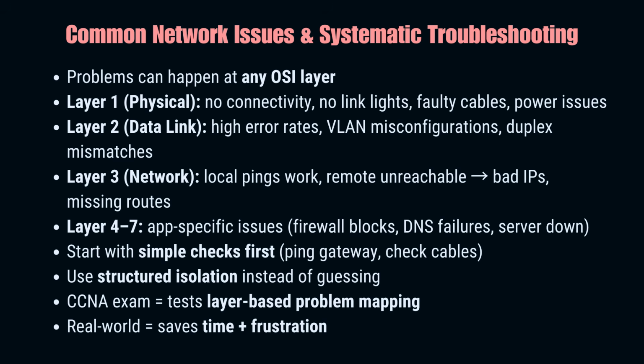Transport and application layer issues are more specific. Maybe web browsing fails, but email works, or certain ports are blocked by firewalls. The key is methodical testing. Start with, can we ping the local gateway? Then, can we ping a remote IP address? Then, can we ping a host name? Each step isolates the problem to specific layers.